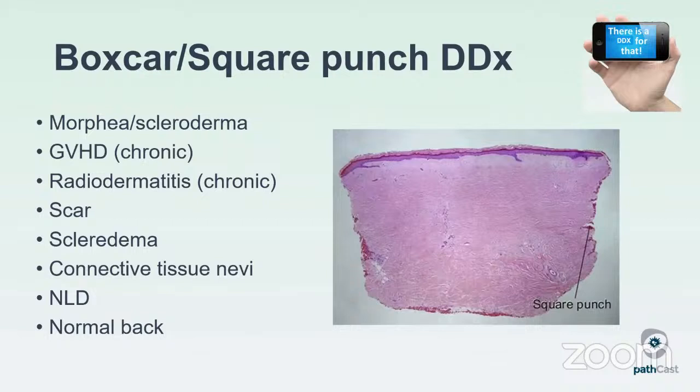So there is boxcar, square punch. These are some entities where, instead of a normal tapering of your punch, you get this kind of bulky squared-off form. And so we talked earlier about special site changes of a normal back. So normal back is on our square punch differential, but these other entities as well.